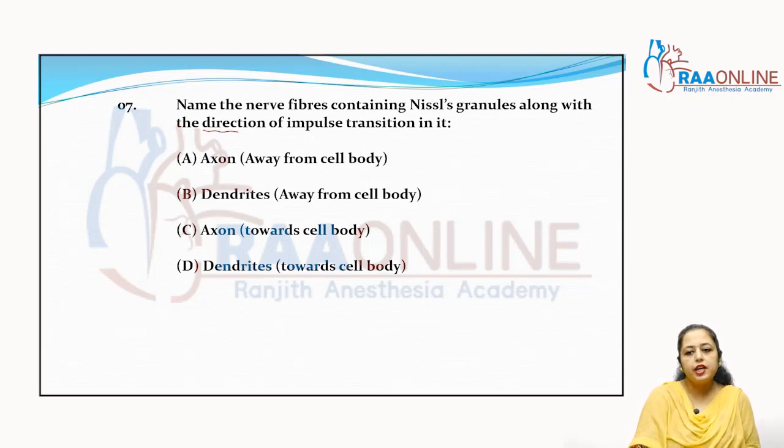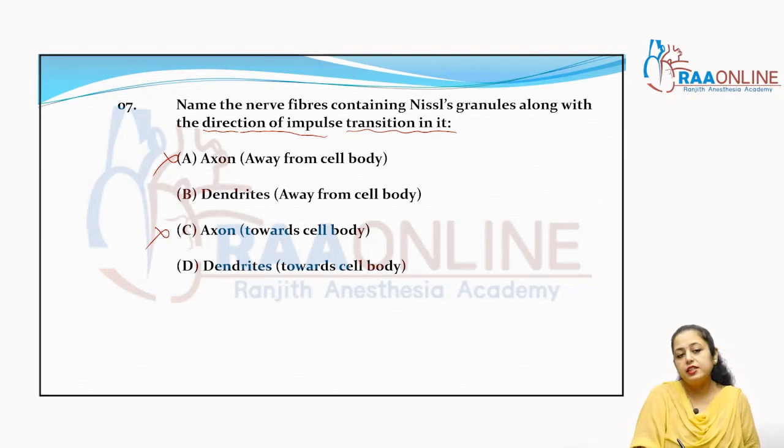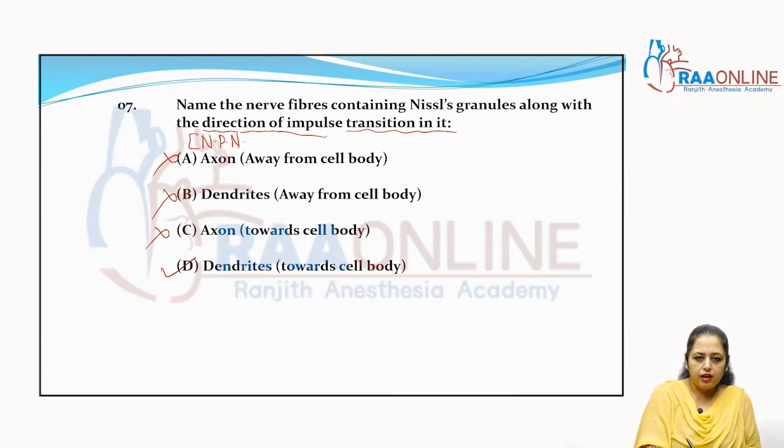Name the nerve fibers containing the Nissl's granules along with the direction of impulse transmission in it, right? Obviously they are not the axons because Nissl's granules are absent in the axon, right? So those options are cancelled. Now come to the dendrites. Dendrites carry impulses towards the cell body, right? So that option is also wrong. So dendrites towards the cell body, so the answer is D. Actually this is the line of NCERT regarding the dendrite, right?